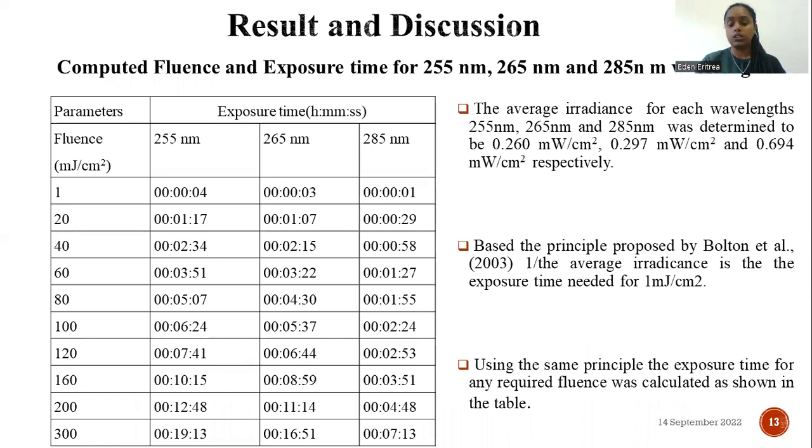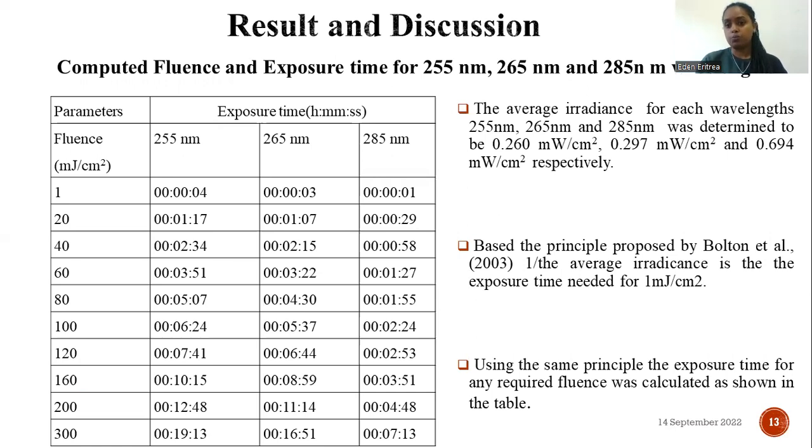So when we come to the results and discussion part, we computed the fluence and the exposure time for each of the 3 wavelengths. So we found out the average irradiance for each wavelength to be 0.260 milliwatt per centimeter square for 255 nanometer, 0.297 milliwatt per centimeter square for 265 nanometer, and 0.694 for the last wavelength, which is 285 nanometers.